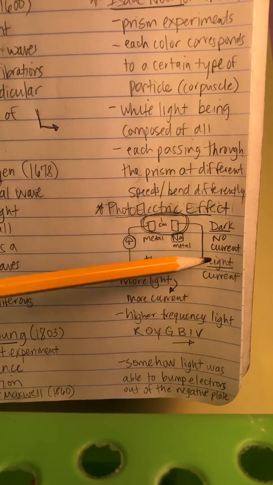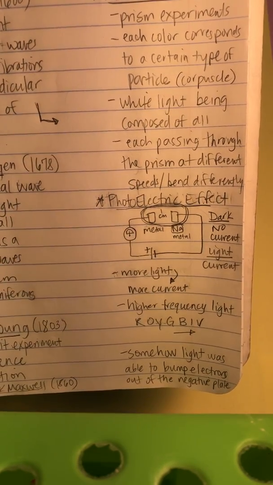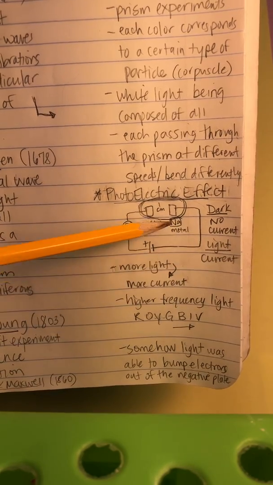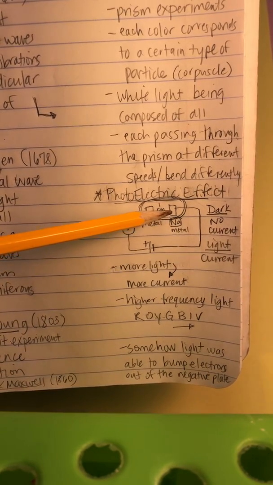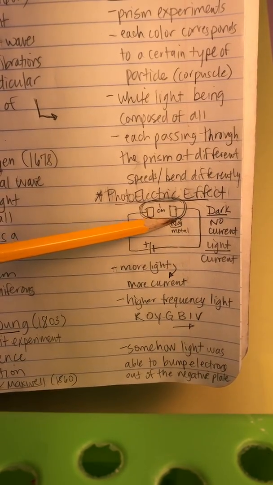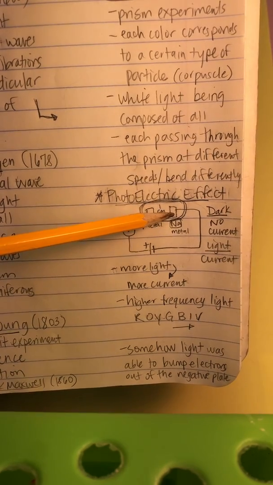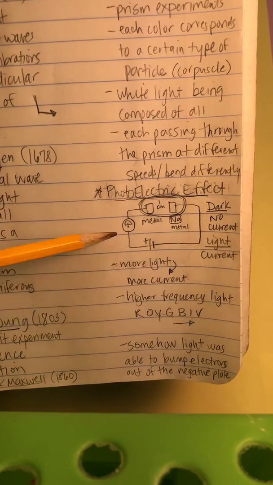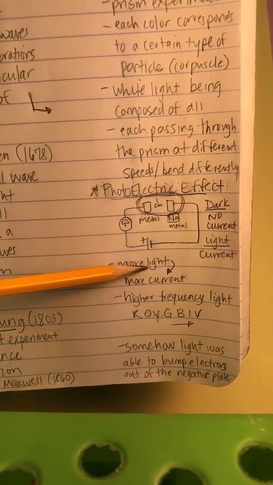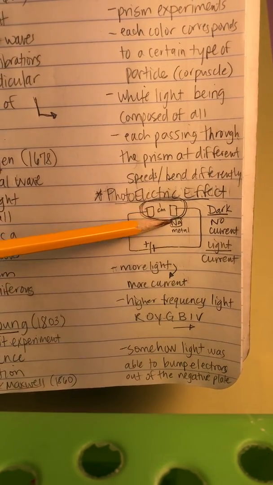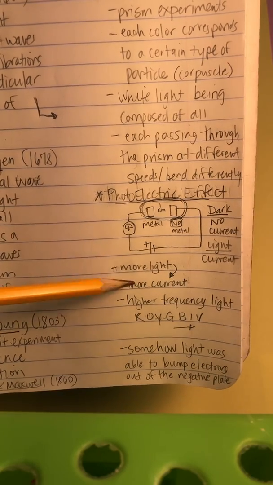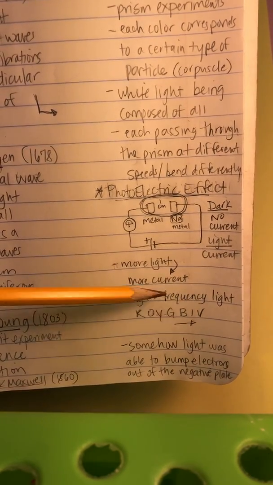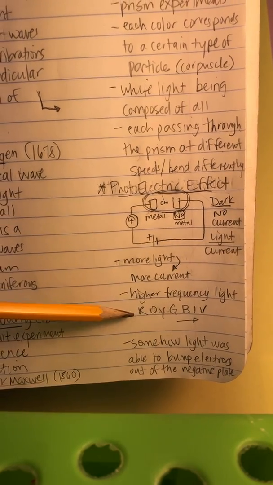hops over this area into this metal, and is able to complete the circuit. So by doing this, they started to realize that something coming from the light was able to push the electrons, to bump them enough so they could cross this barrier and actually create a circuit. And they realized that if they put more light onto the plate, it created more current.